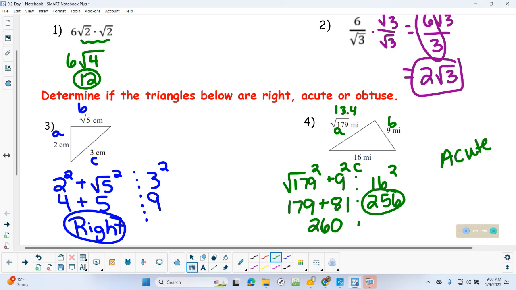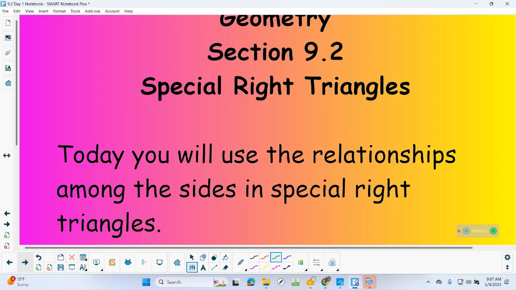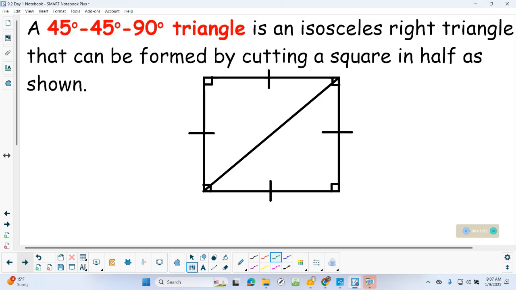Right. Okay, so I love Pythagorean theorem. You love Pythagorean theorem. But it is a little time consuming. So there are some shortcuts that you can use on special cases. That's what we're going to show you today. This is what we're going to get into on our 45, 45, 90 and 30, 60, 90 triangles. So first thing we're going to talk about today, 45, 45, 90.